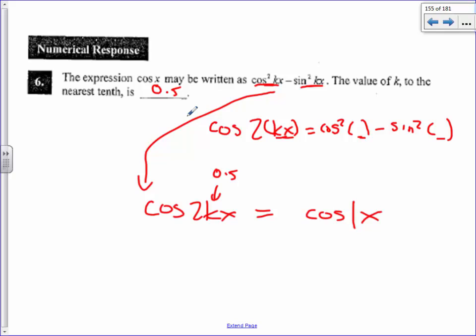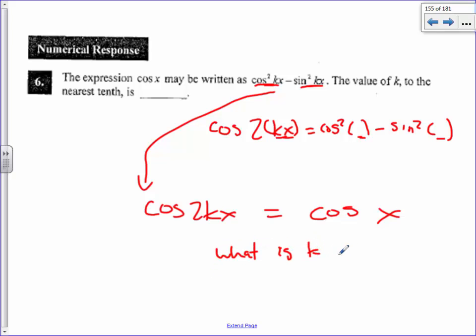Did that logic make sense? Okay. So what we have at this point is we've proven that all of this stuff right here is equal to cosine 2kx. But it is supposed to equal just cosine of regular x. So my question for you is, what is k to make these equal to each other? What value does k have to be to make this equal this?